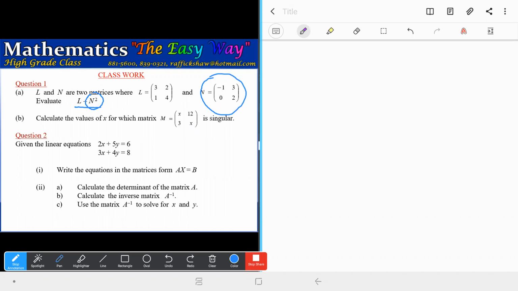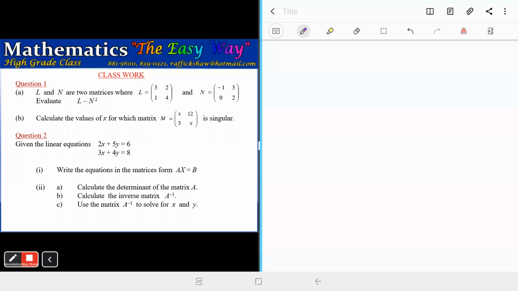And so to do N squared, you have to put N beside N and then carry out the process. We're multiplying the relevant rows with the relevant columns. So let's look at it over here. For question 1, hold on a second, I need to close this first. Right, so for question 1, they gave us the L matrix: 3, 2, 1, 4.